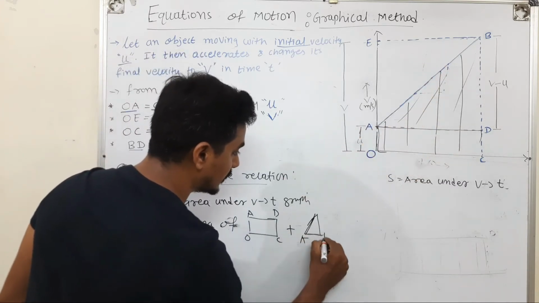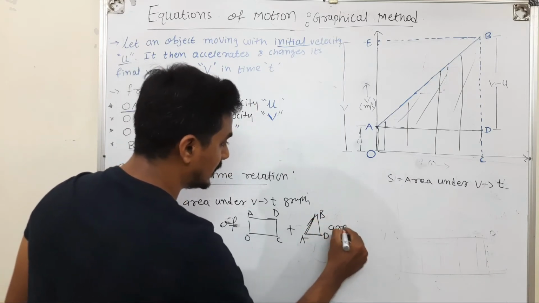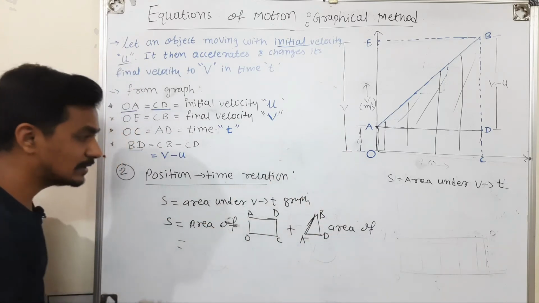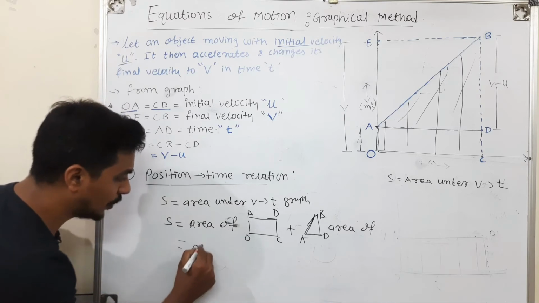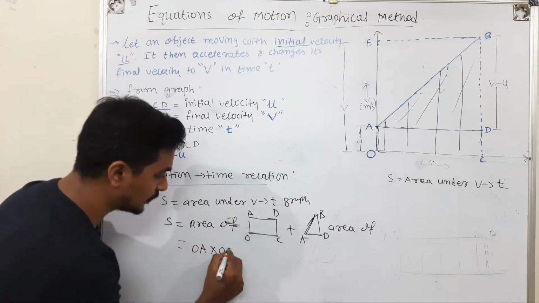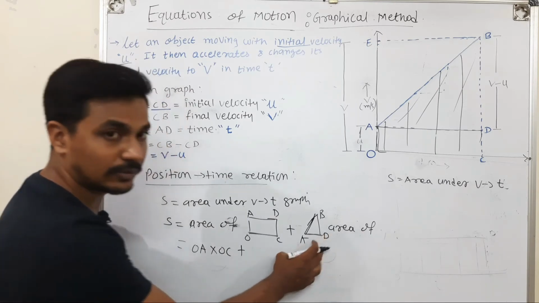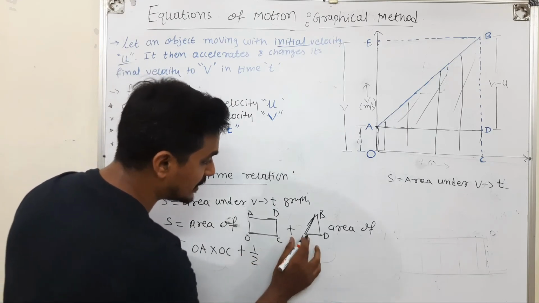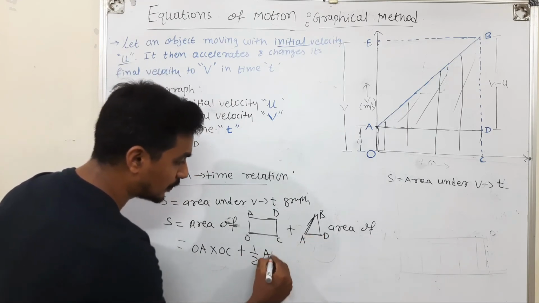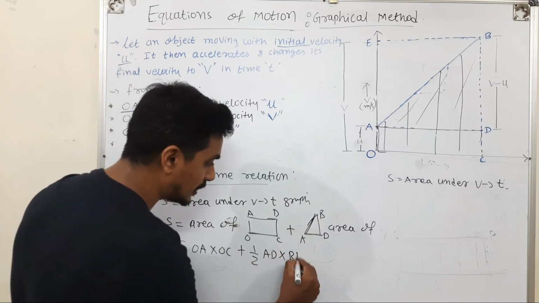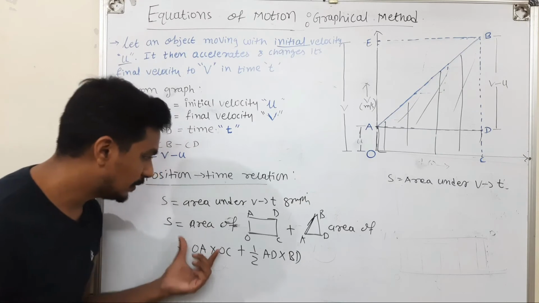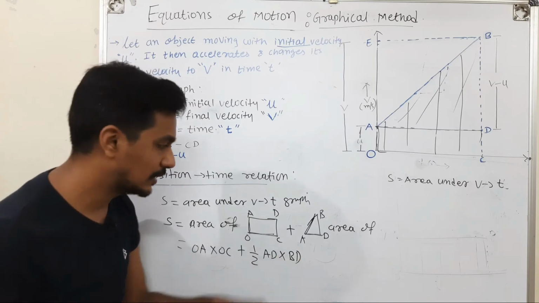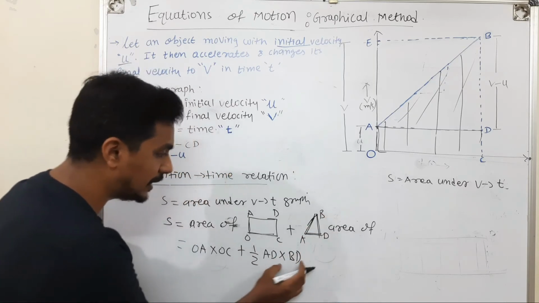So we can write area of triangle ADB. Now what is the formula for the area of rectangle? It is OA into OC plus, what is the area of triangle? The formula for the area of triangle is half base into height. What is the base here? AD. And what is the height? BD. So here we have area of rectangle, that is OA into OC, plus area of triangle, which is half base into height, so half AD into BD.